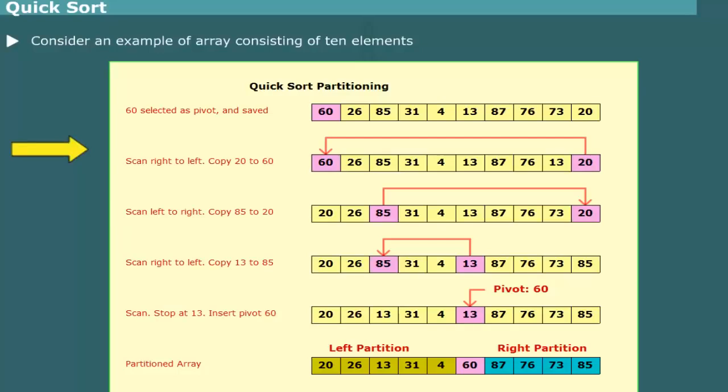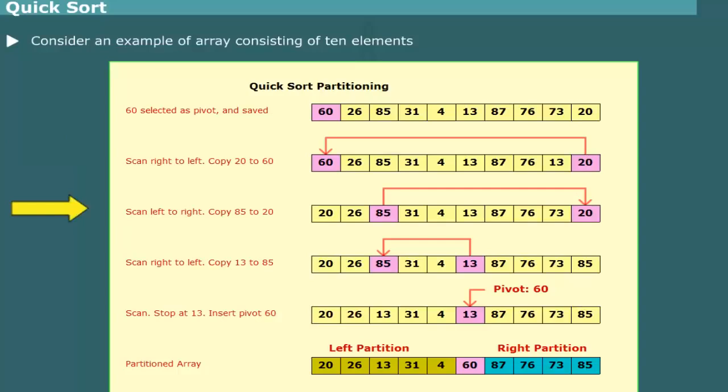The array is scanned from right to left, beginning with element 20, skipping all elements that are greater than the pivot 60. Since 20 is smaller than the pivot, we stop at the element 20. The element 20 is copied into the element pointed to by the left pointer, that is element 60.